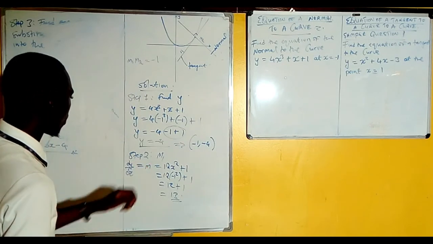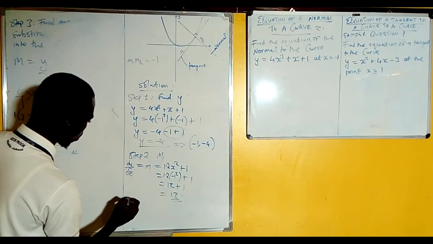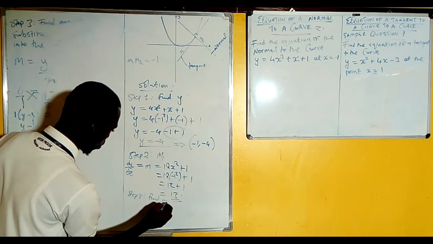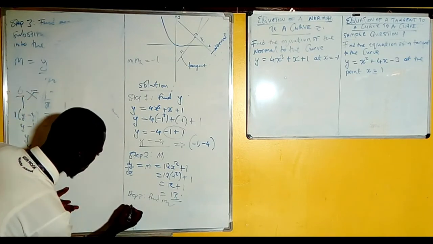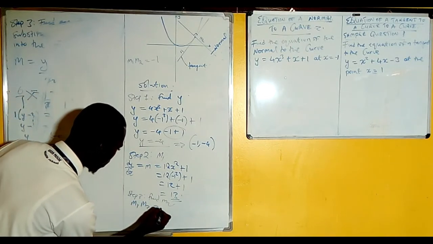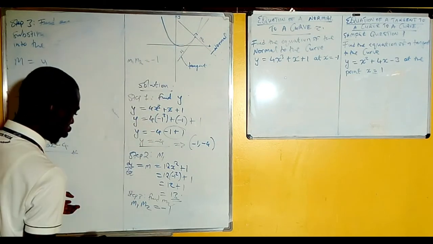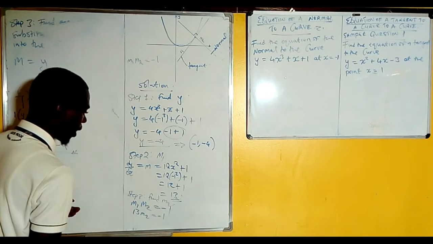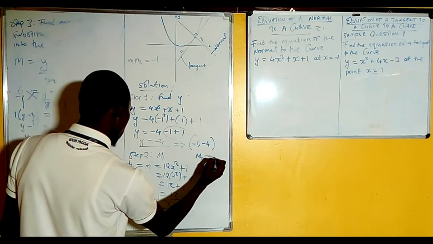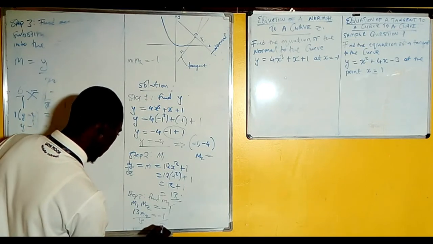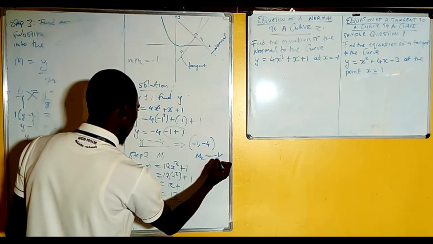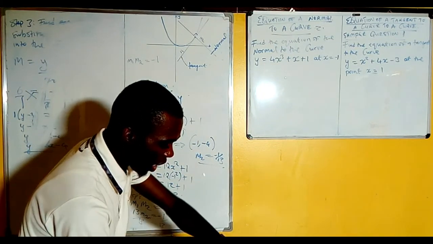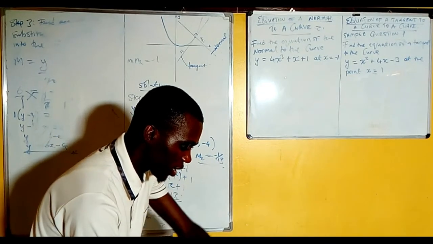Okay, so now after we find this one, we can proceed and say step 3, we now find m2. So finding m2, we are simply going to say m1 times m2 is equal to negative 1, because that is the relationship between the two. So this one will be 13 m2 is equal to negative 1. Then we know that m2 here will be equal to, because we divide by 13, we also divide by 13, negative 1 over 13. So that is our m2. Okay, so we proceed now to the next step.